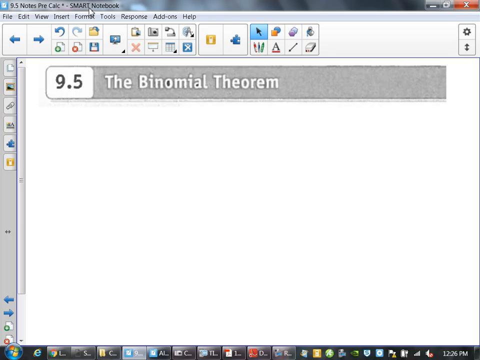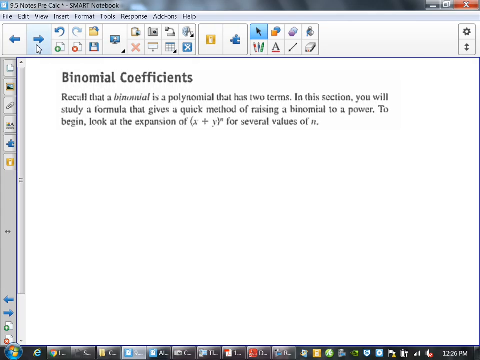Binomial theorem. You guys saw this last year when you were talking about binomial expansion, back with polynomials. What we were able to do is that there's a pattern that occurs as you take binomials raised to powers. It helps us find coefficients. It helps us to FOIL things out really, really fast. So let's just go through this here.